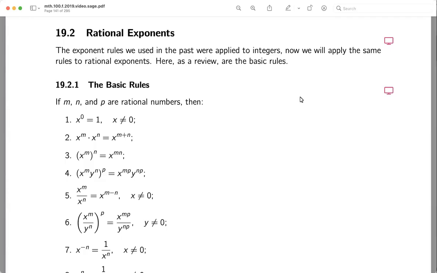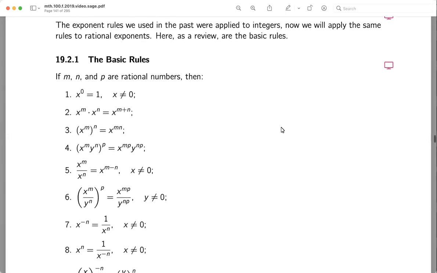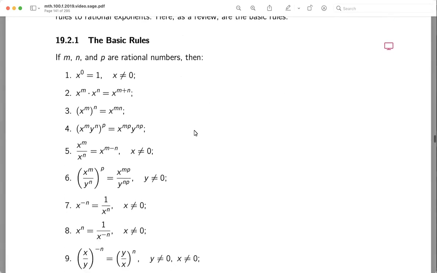Okay, we're in section 19, which is the rational exponents. So in the past, we basically did exponents that were just integers, like 0, 1, 2, 3, and their negatives, -1, -2, -3, and so forth. The rules that you've developed in the past still apply. Certainly we'll go to the whiteboard and talk about those rules over there.